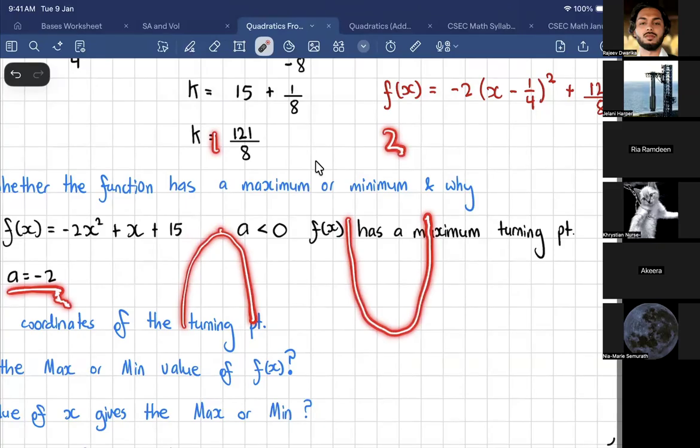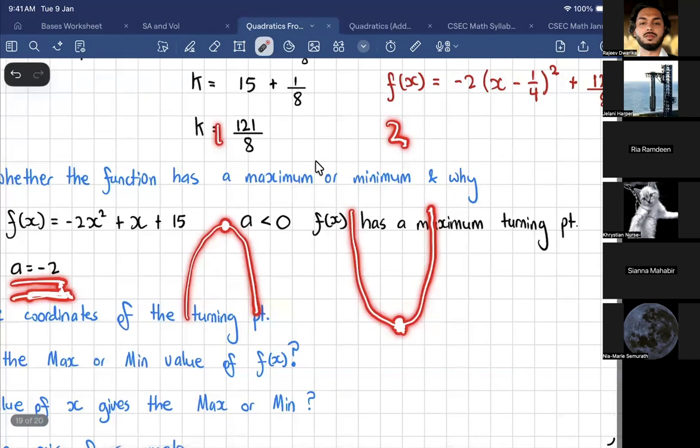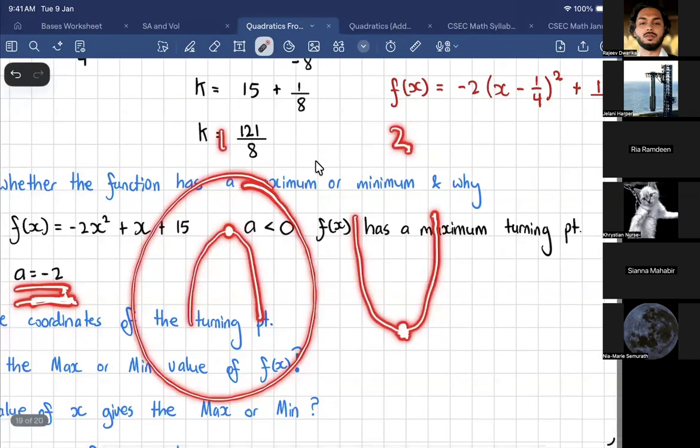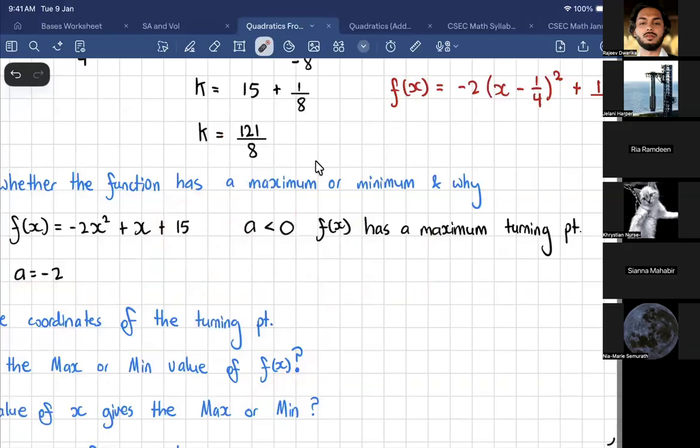Now, which one looks as though it's going up to the maximum point, 1 or 2? 1, sir. We could all see that 1 goes up to the maximum point and then it starts turning. So that's an easy way to remember it. If a is negative, then it's going to look like this, going up to the maximum point and then turning. So if a is less than 0, the function would have a maximum turning point.